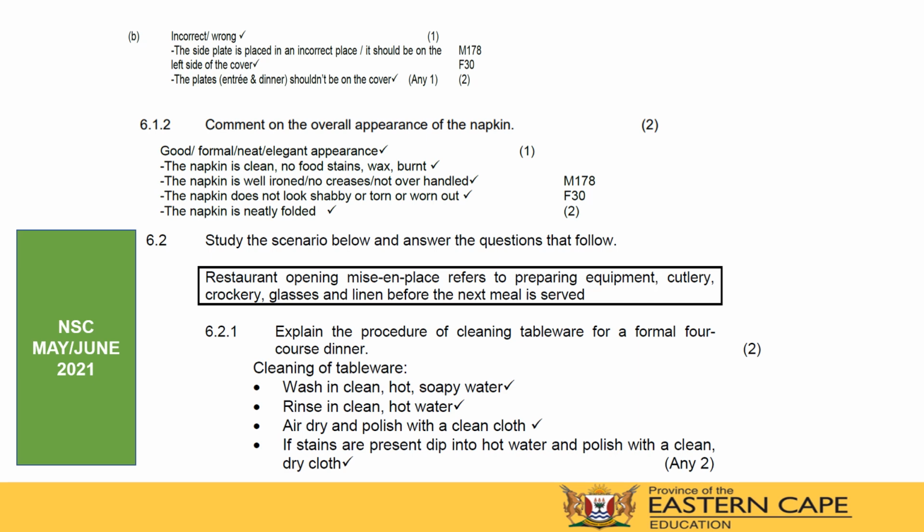You wash in clean, hot, soapy water. You rinse in clean, hot water. You air dry and polish with a clean cloth. And if stains are still present, you dip in hot water and you polish with a clean, dry cloth. And that is how you'd get your 2 marks.